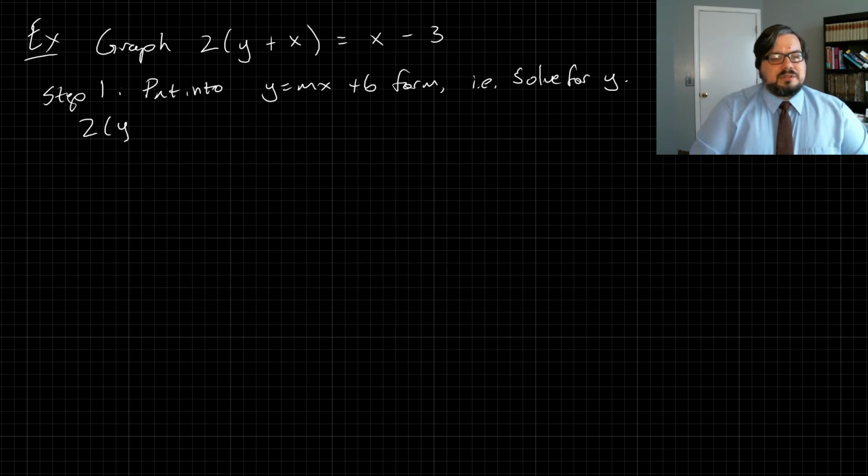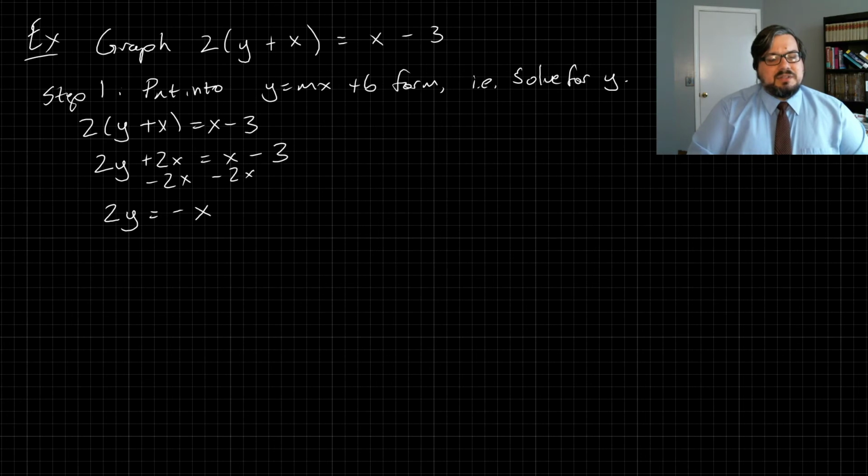So we start with 2 times (y plus x) equals x minus 3. Distributing the 2 on the left gives us 2y plus 2x equals x minus 3. We'll want to get y by itself, so we'll subtract 2x from both sides. We get 2y equals negative x minus 3. And then we'll divide everything by 2.